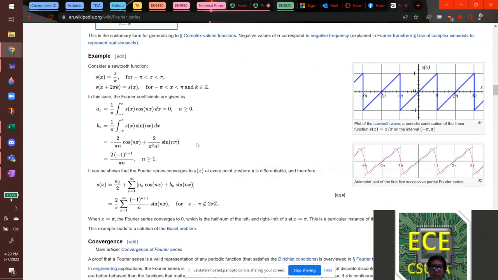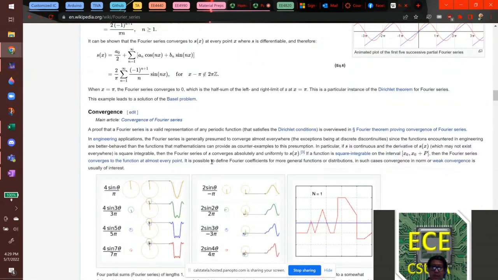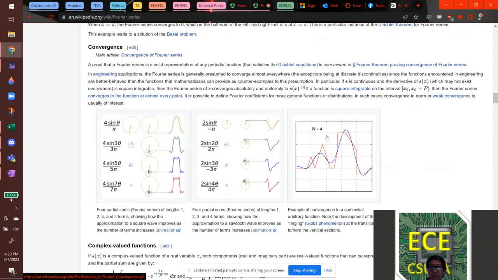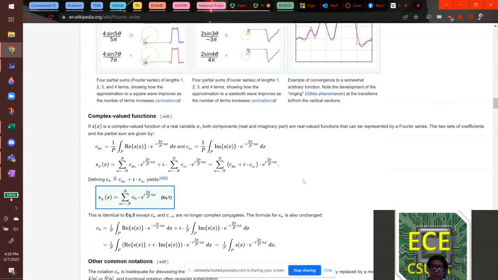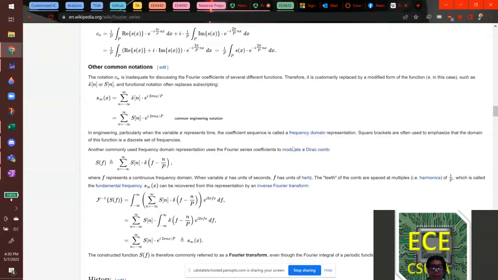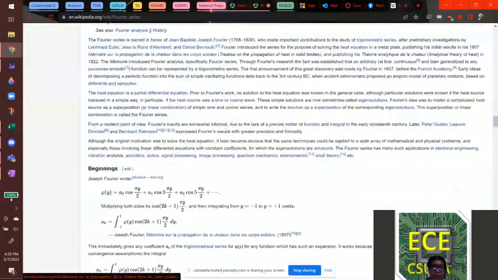I won't go too much into it, just that the idea is any kind of periodic function can be deconstructed into a sum of sines and cosines. Much like how for Taylor series, any continuous function can be deconstructed into a sum of polynomials. It is a very similar concept, and this is just another way to do so.